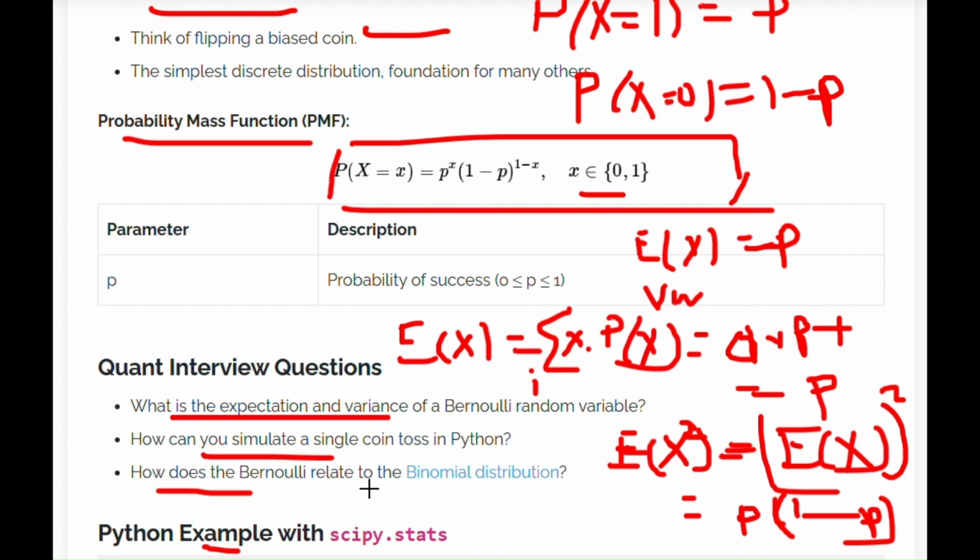How does Bernoulli relate to the binomial distribution? So Bernoulli is a special case of binomial. In binomial, we have n trials, and the distribution is the number of successes out of those trials. If we have a single trial, that is, if we take a binomial distribution and set n equal to 1, then we get a Bernoulli distribution.